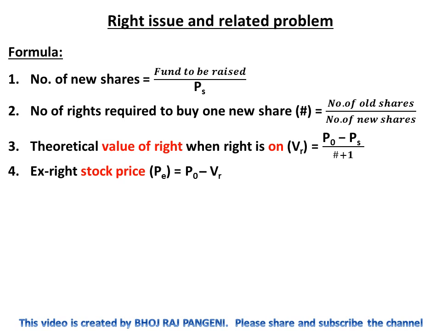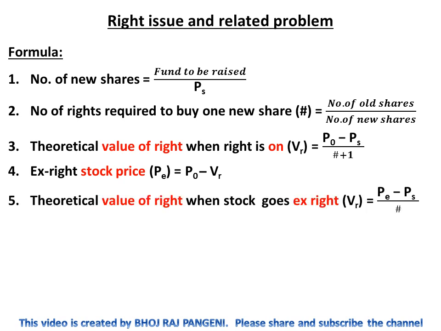Now, number 4, ex-right stock price. That is the price of the stock. This is not the price of the right. This is the price of stock, or theoretical price of stock, at ex-right price. Ex-right means when right is outgoing, when right is expired, after right. That is ex-right. It means PE equals P0 minus VR.